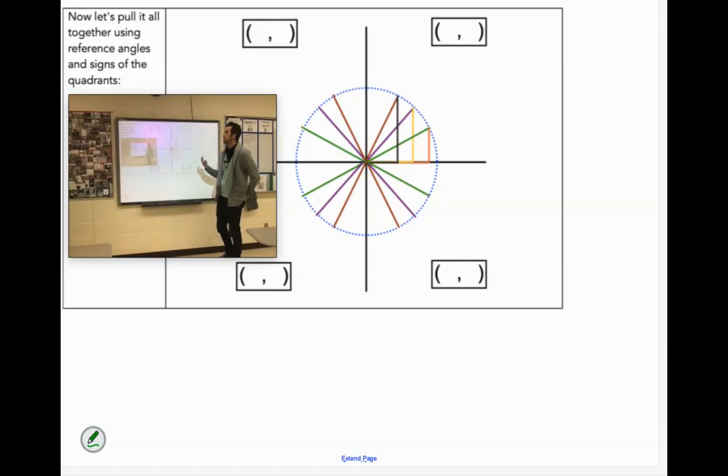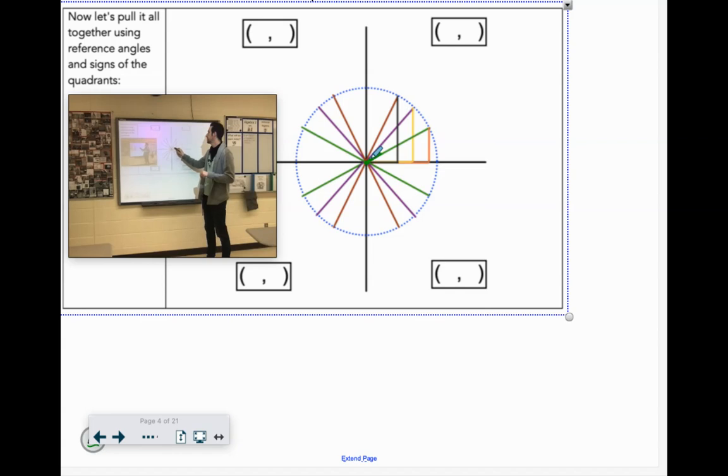Right, so let's pull this all together with our reference angles, and we'll get the signs of the quadrants here. Looking at, on mine it's green, this line right here, I know yours is in black and white. This is our 30-degree angle right here. So with 30 degrees, you know the hypotenuse is 1, which means this would be 1/2. And then this side would be root 3 over 2.